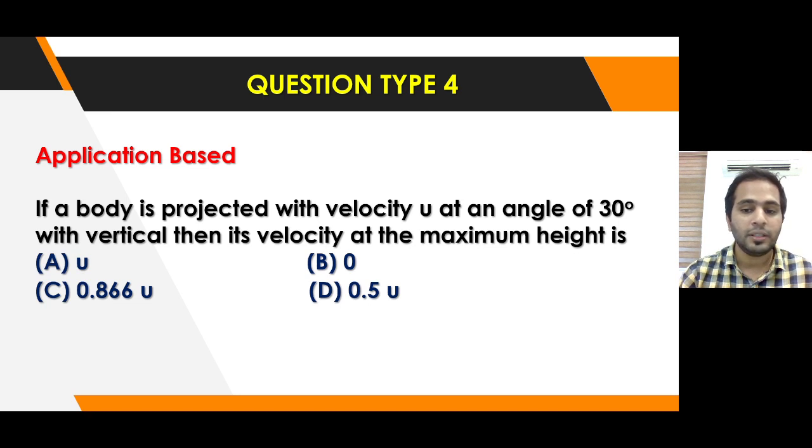Some questions are application based. So if a body is projected with velocity u at an angle of 30 degrees with the vertical, then its velocity at the maximum height is. So you definitely know the formula for the maximum height. You just have to understand the question. There is not much substitution because velocity u is given. You just need to know what will be the maximum height based on its angle of projection. So this is an application of the concepts that you already know.